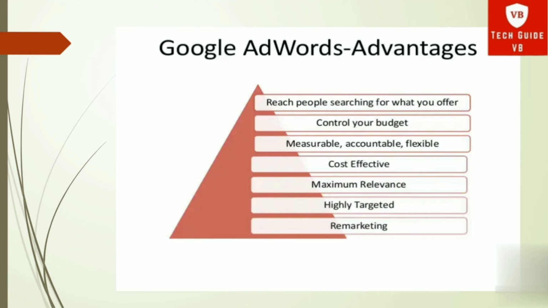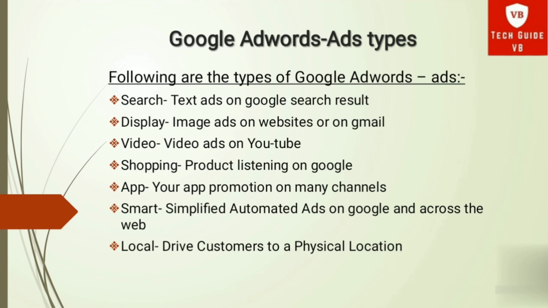Next point is Google AdWords advantages. First is reach people searching for what you offer. Second advantage is control your budget. Third is measurable, accountable, flexible. Next is cost effective. Next maximum response. Next highly targeted. And last is remarketing. These are the Google AdWords advantages.